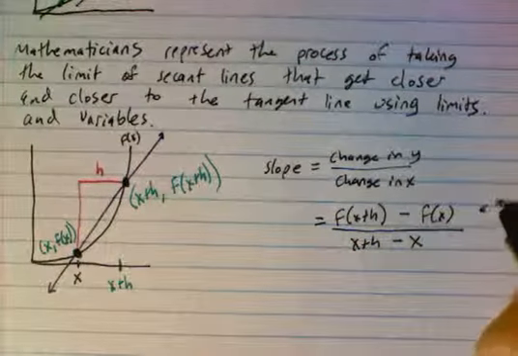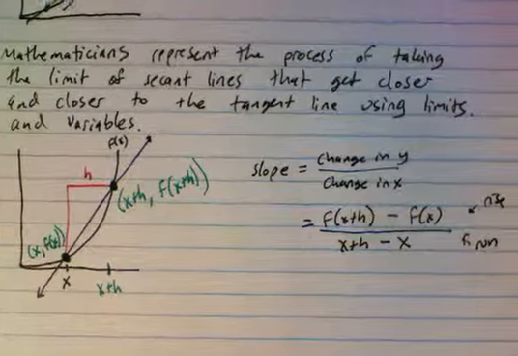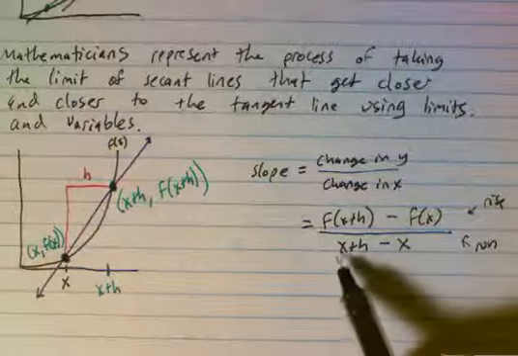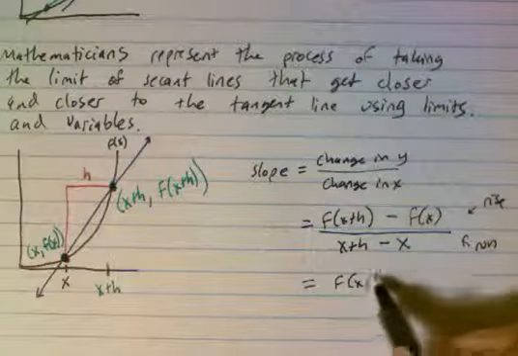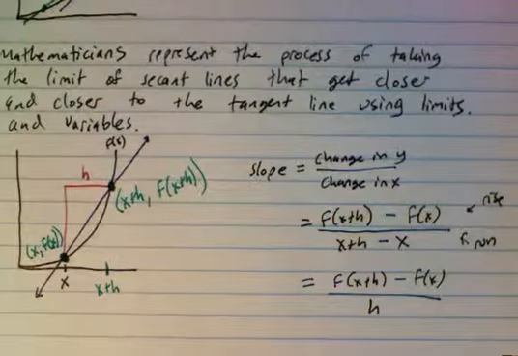So here, this is literally rise over run. It's basically just a formula for slope. Notice x plus h minus x is h, so this is also written as f of x plus h minus f of x, over h.